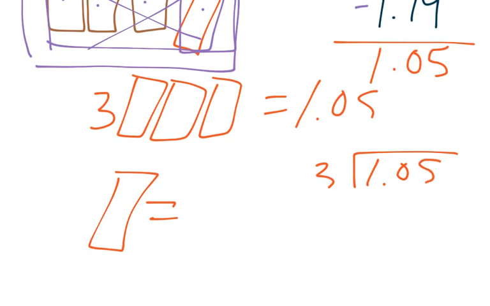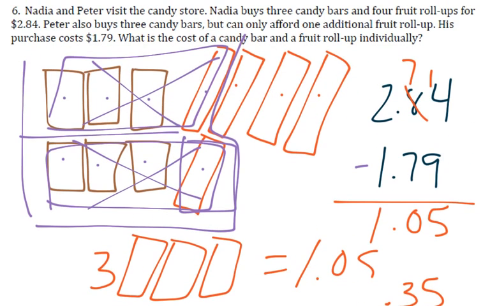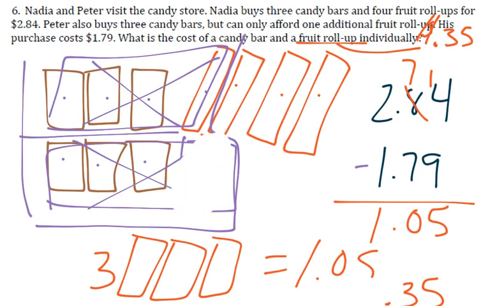So it goes into 10 3 times. You get 9 minus, decimal goes up there, 1, bring down the 5. So I know fruit roll-up is 35 cents. So if a fruit roll-up, which we said was 35 cents, okay, so going back to this, I now know that that fruit roll-up cost me 35 cents.